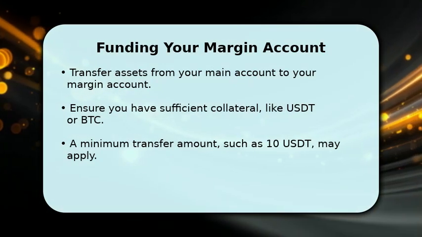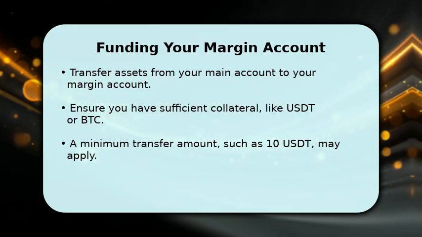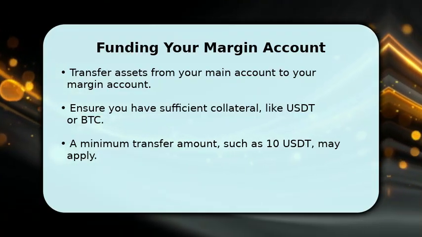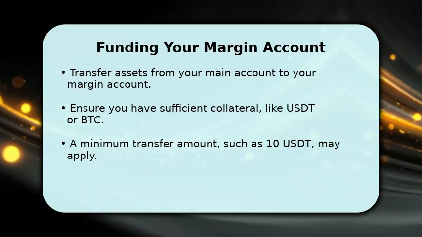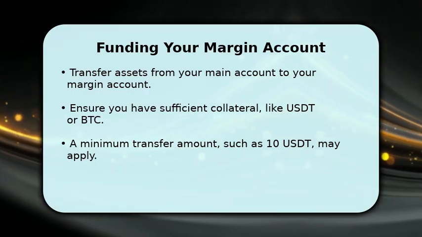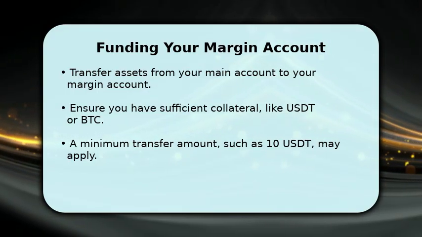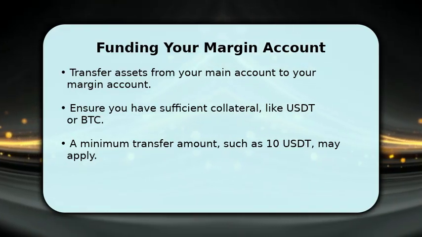Before you can trade, you need to fund your margin account. Go to your main account and select Transfer. Choose to move assets from your main account to your margin account. You'll need a suitable collateral asset like USD or BTC. Make sure you transfer enough to cover your desired position size and potential fees. Always double-check the transfer details before confirming.